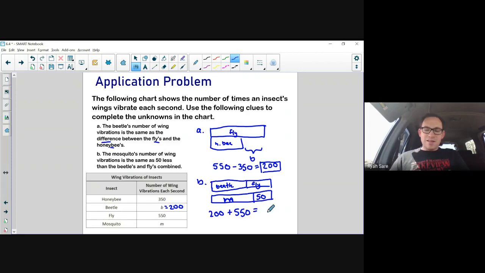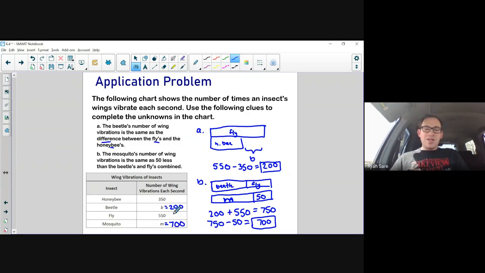How much was that? Let's go ahead and do that step. 750. Now, that's not the end, though, because I need to take the amount combined, and I need to subtract 50 from that, because it's 50 less than those two combined. So that's the second step right there, going back to our question. So 750 minus 50, nice and easy. That's 700 vibrations per second. I'm going to put it in a little box so it's easier to see. And the number for the mosquitoes is 700.